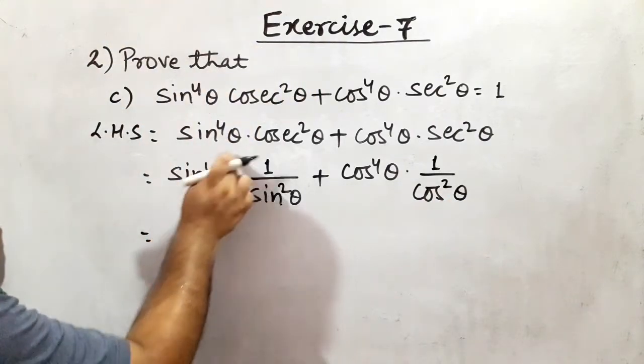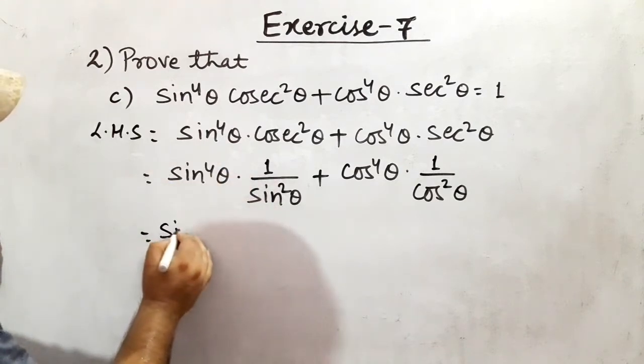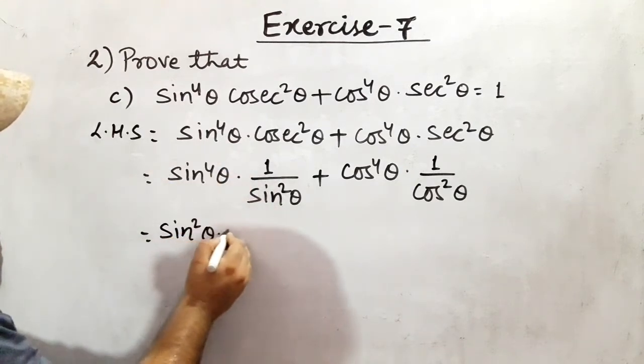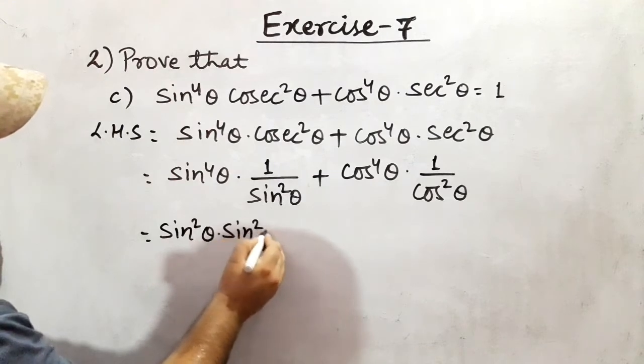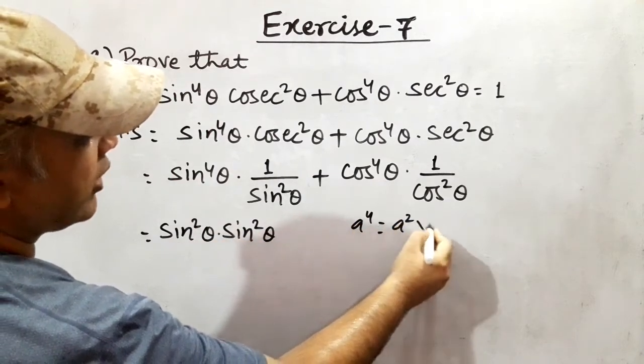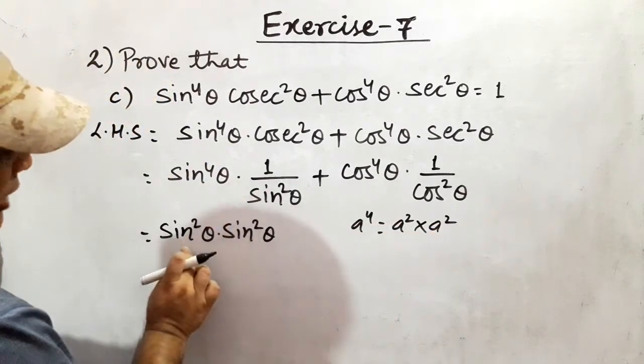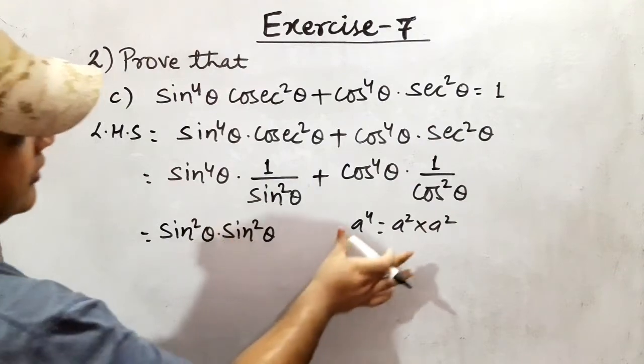Let's break sin power 4 theta. Sin power 4 theta can be broken as sin square theta into sin square theta. Since a power 4 can be written as a square into a square, so sin power 4 theta can be broken as sin square theta into sin square theta.